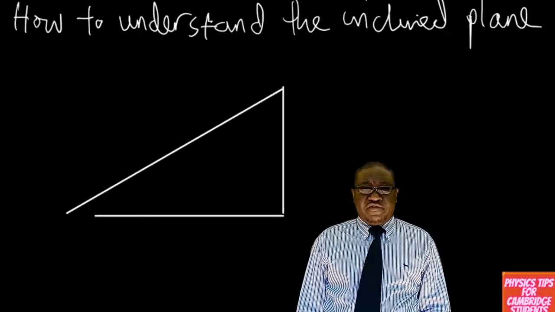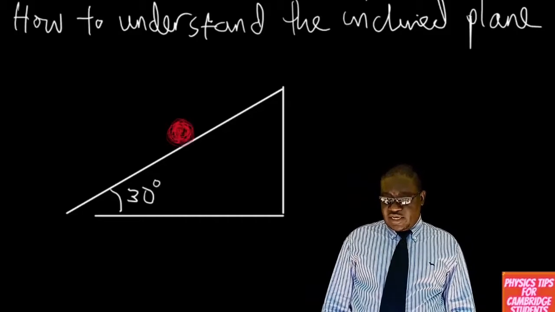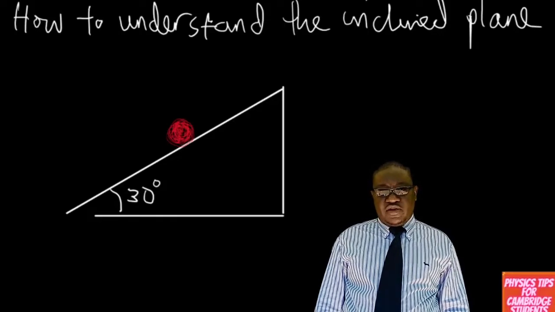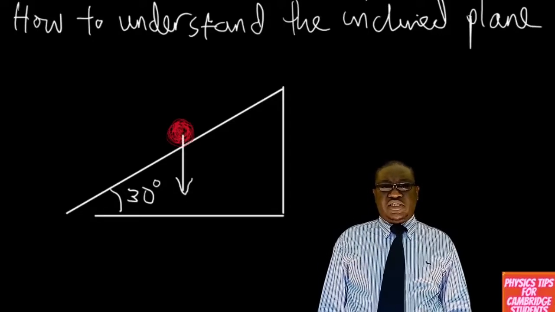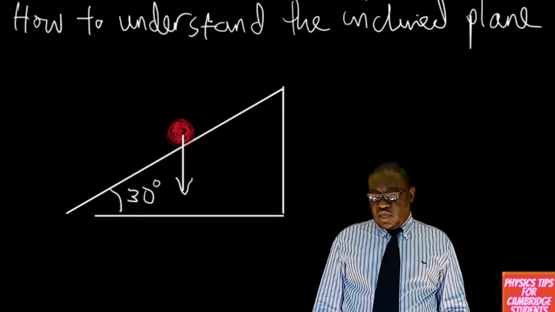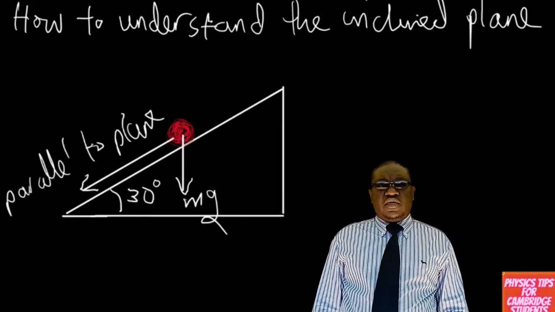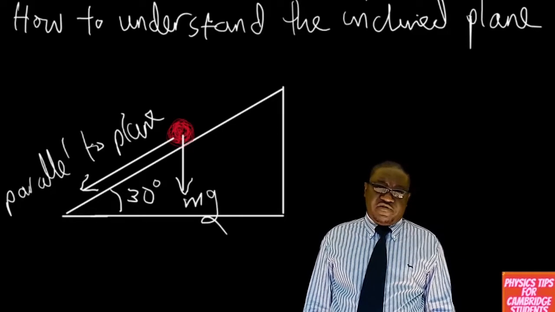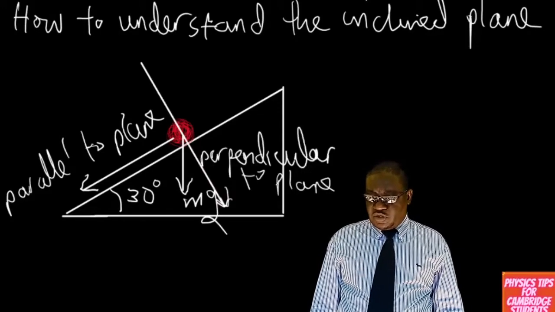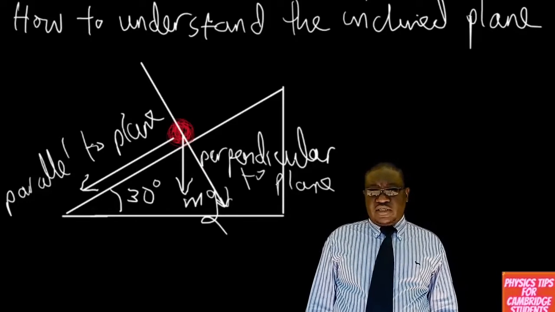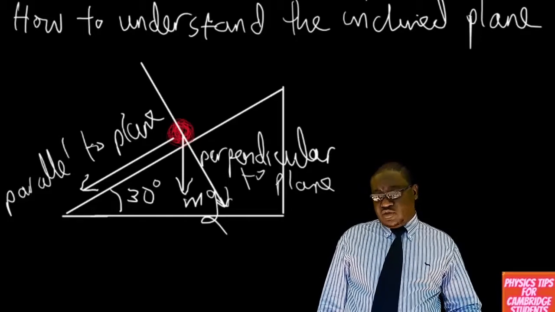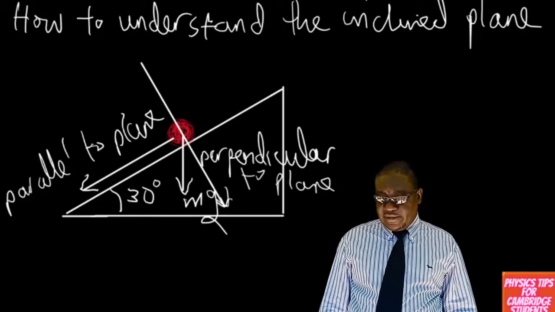We have an object on the inclined plane, the one that is in red. The weight of the object is shown vertically down. And then we have the components of the weight along the plane and perpendicular to the plane. The weight of the object is mg, and then we have these components along and perpendicular to the plane.